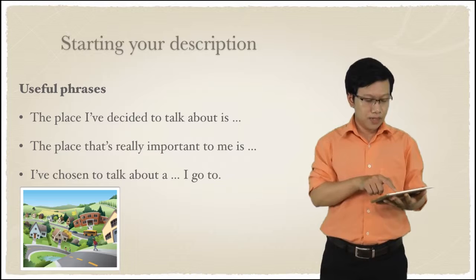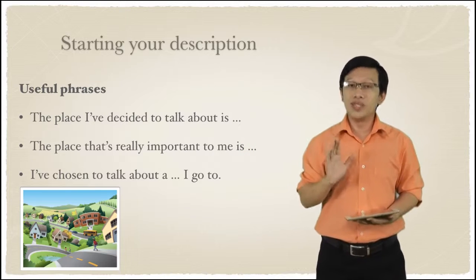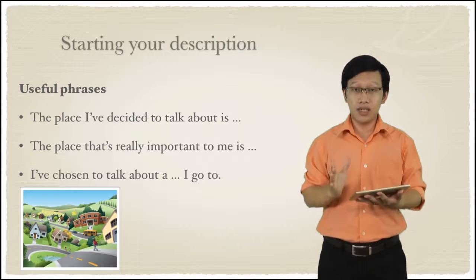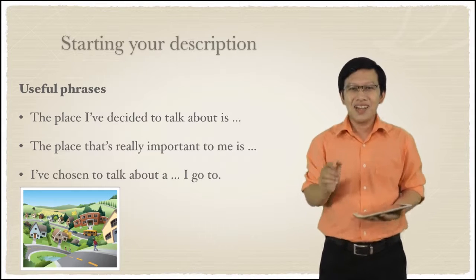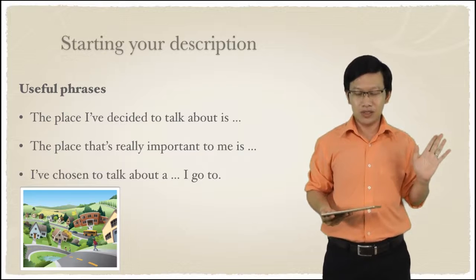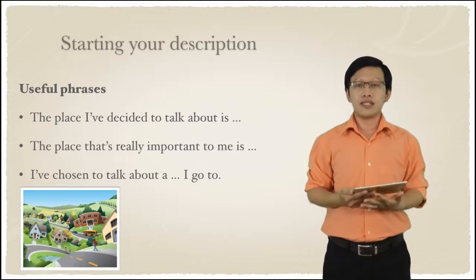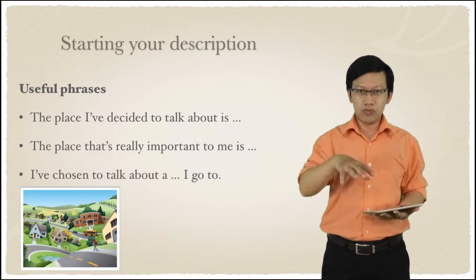Or you can say, the place that is really important to me is my office, in my department, in my university, in the city where I'm living. The place that's really important to me is my parents' house. It's also my hometown. The place that's really important to me is my bedroom.